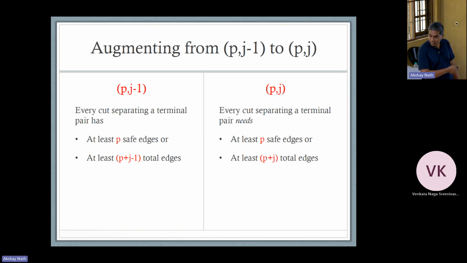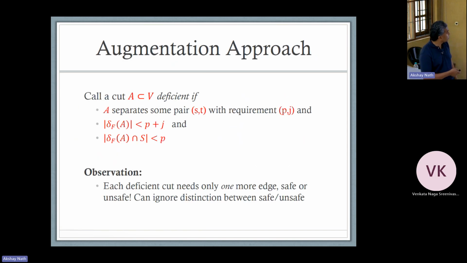It is currently at this level. It has only p plus j minus 1 total edges, and it needs this much, right? So those are the cuts I need to satisfy in augmenting. That's what the augmentation problem is like.